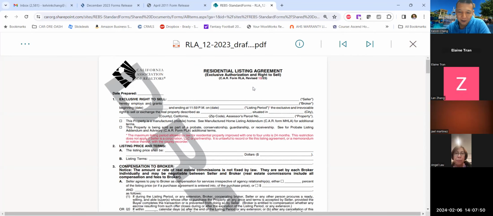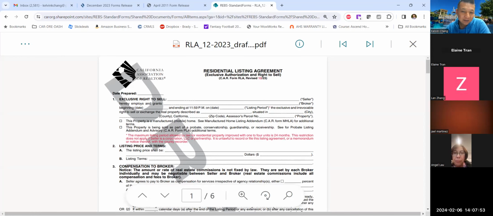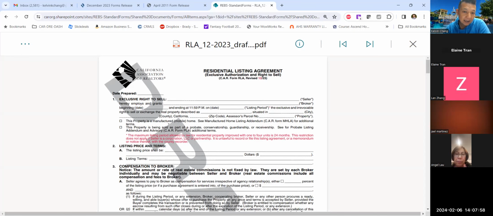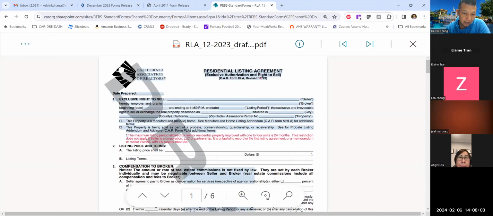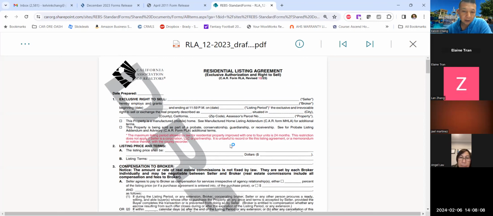Yes? Okay, thank you. The only change that's really important for you to understand: this is the same listing agreement. If you see it in black, that's telling you it's unchanged. What you do see is these red marks here. This is now what's called a maximum residential listing period, where your listing with your seller can only be a maximum of 24 months for one to four units. Commercial could still be negotiable. That means you only have two years maximum to sign a listing agreement.